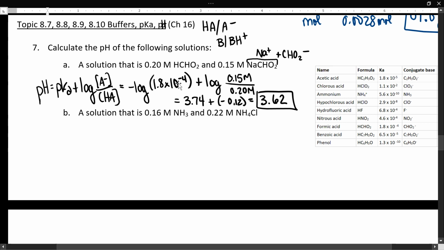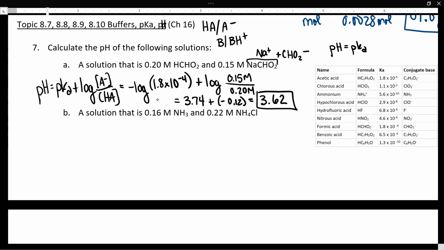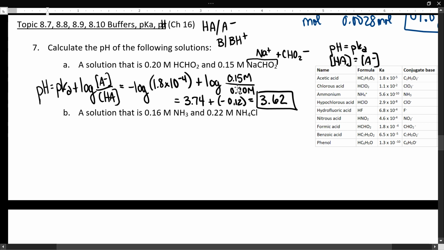And a reminder, when you have a buffer, the pH equals the pKa if the amount of weak acid and conjugate base are exactly equal. In this scenario, they're not exactly equal, right? And notice we have a little bit more of the acid component than the base. So notice the pH ends up being a little bit less than the pKa. So 3.6, a little bit less than 3.7. So that's something to be aware of.